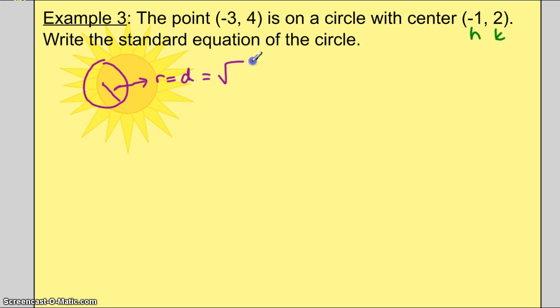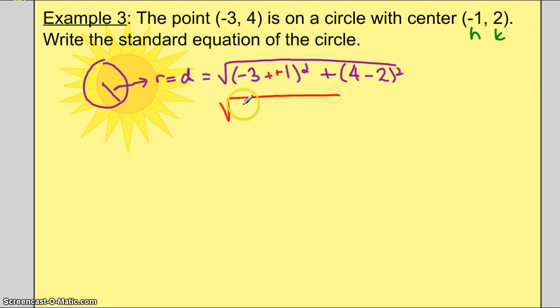So distance equals the square root of x sub 2. Does it matter which one I pick? I don't think so, as long as you're consistent. All right. So negative 3 minus negative 1 quantity squared plus y sub 2 minus y sub 1 quantity squared. So 2 negatives in a row, we just saw that, both plus a positive. So the square root of negative 3 plus 1 squared plus 4 minus 2 is 2 squared.